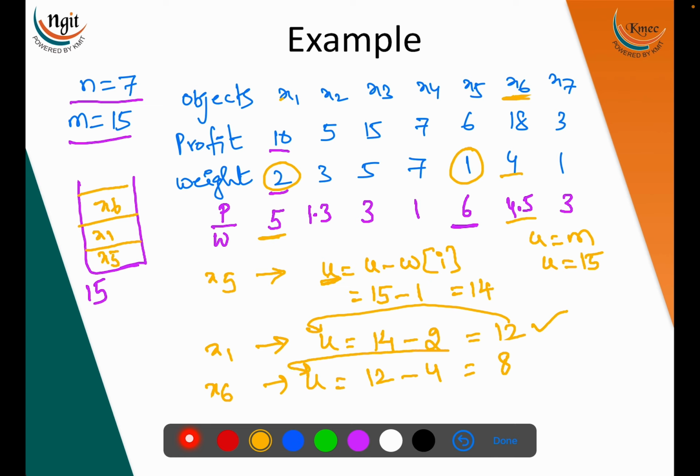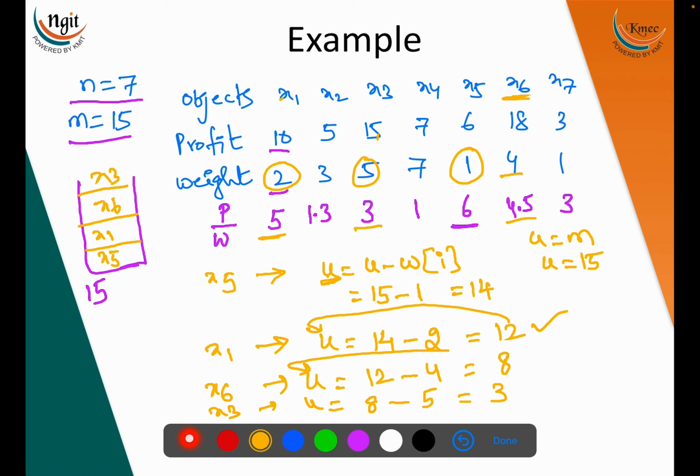So still you can place 8 kgs worth items. Now find out what is the next maximum of P by W. You have 3 figures over here. One among it, I am choosing this 3. So this 3 is X3. Now for X3, the U value is 8. The weight of X3 is 5. 8 minus 5 is 3. X3 I am placing inside the bag.